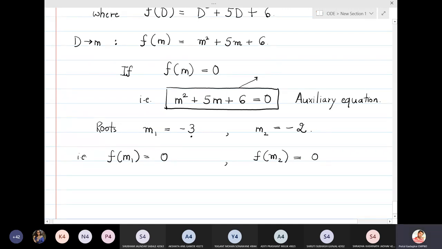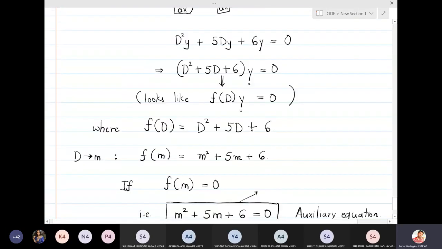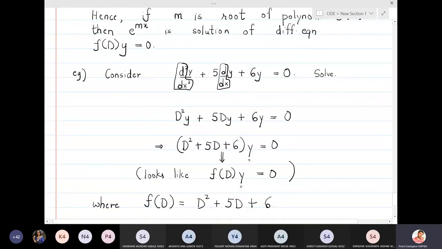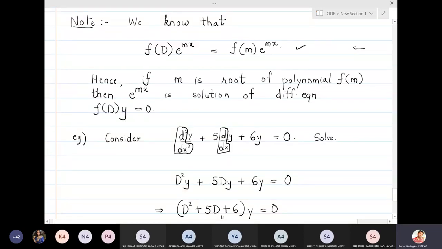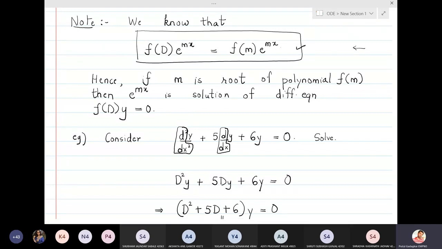So f of m1 is 0 and f of m2 is 0. Okay. So now when I go to this particular equation, f(D) y, let me write this for m1 and let me write the same equation for m2.